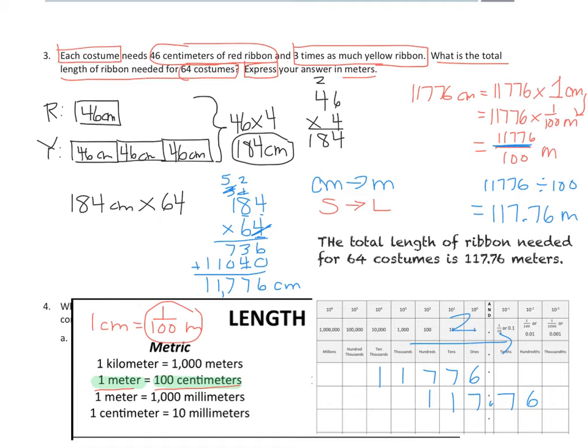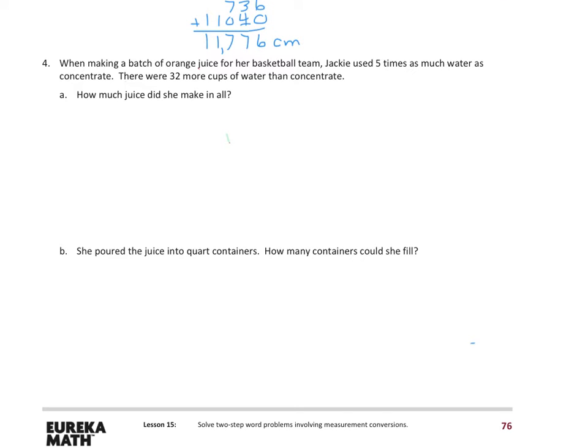But let's go ahead and look at the fourth problem. All right, let's look at number 4 here. We've got the word problem of when making a batch of orange juice for her basketball team, Jackie used 5 times as much water. So let's circle that, 5 times as much water as the concentrate. Another clue says there were 32 more cups of water than the concentrate. So they want to know how much juice did she make in all.